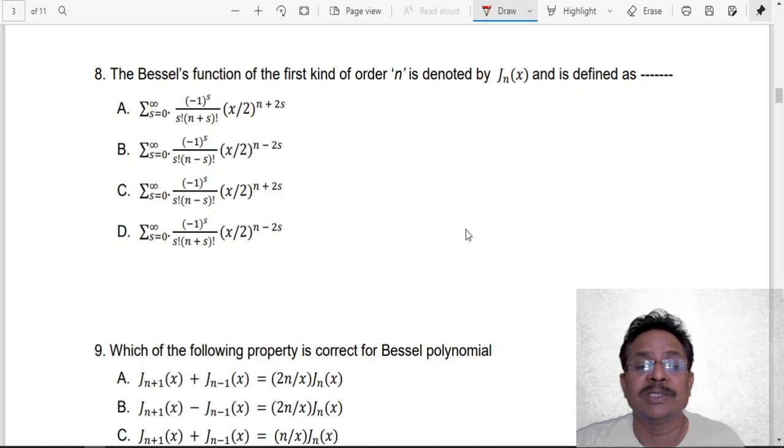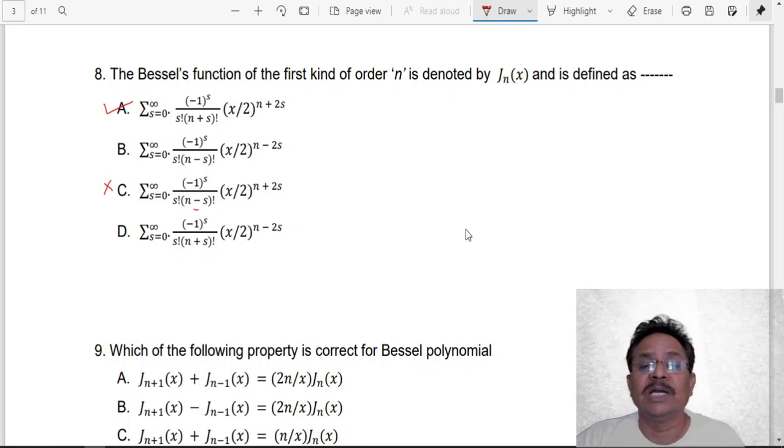So in n plus twice s, there are two terms. This is one term, x by 2 raised to n plus 2s, and here it is minus 1 raised to s upon s factorial into n plus s factorial. Here it is s factorial into n minus 1 factorial. So even though the power x by 2 raised to n plus 2s is there, this option is not correct because of this particular term, and therefore A is the correct answer.